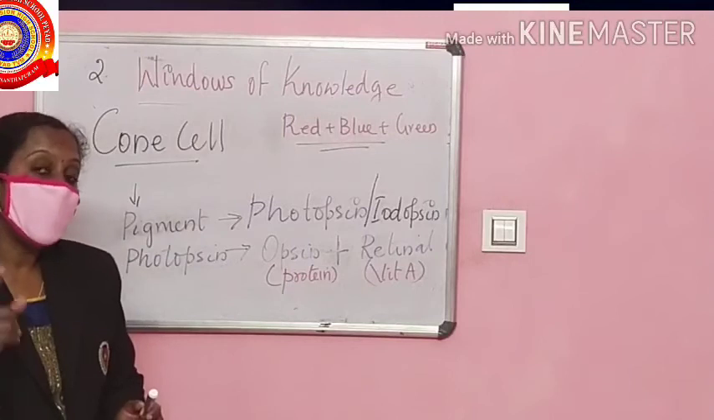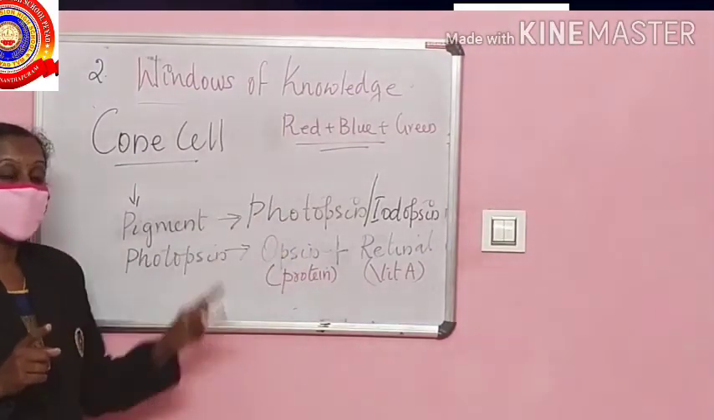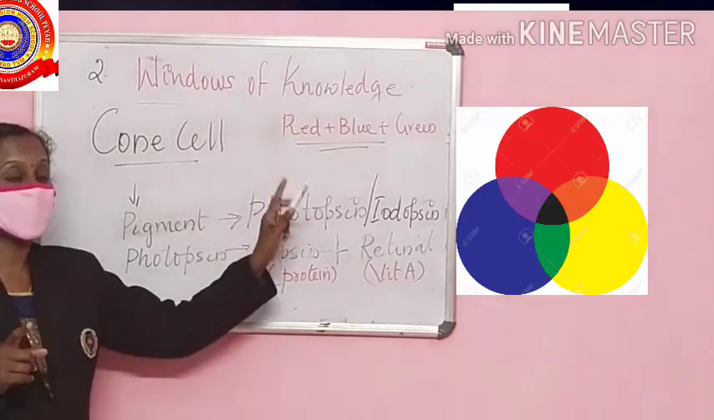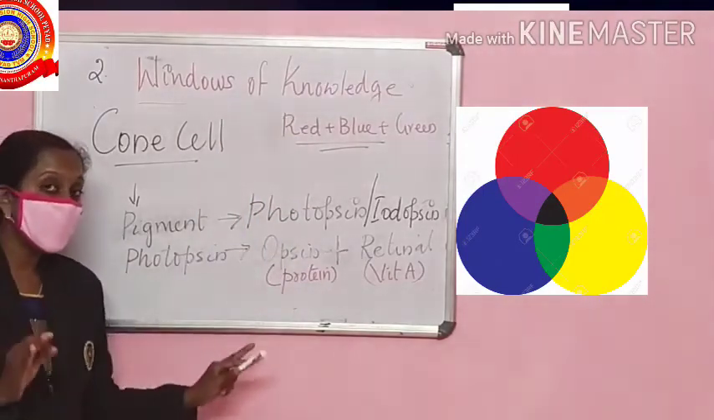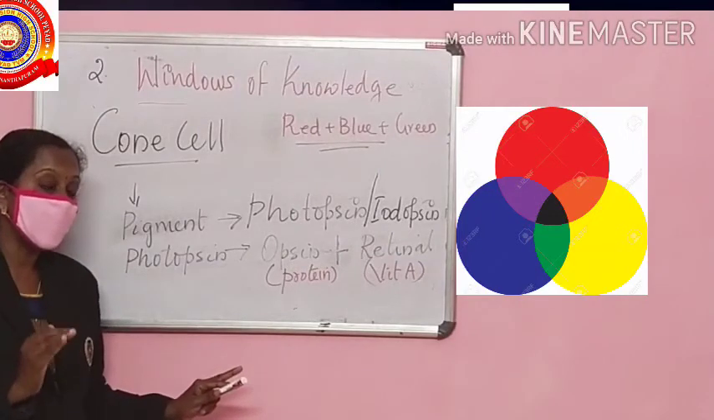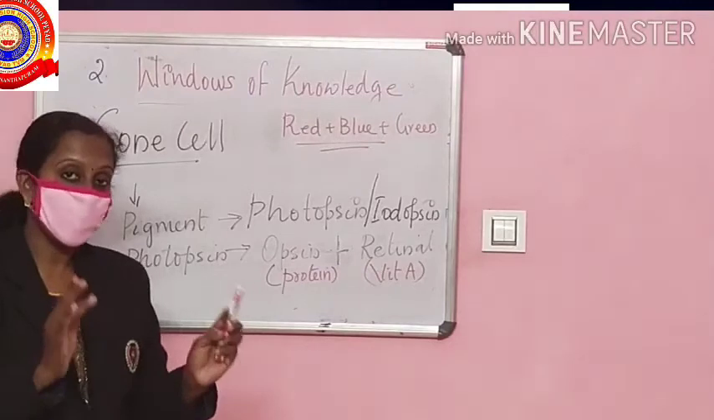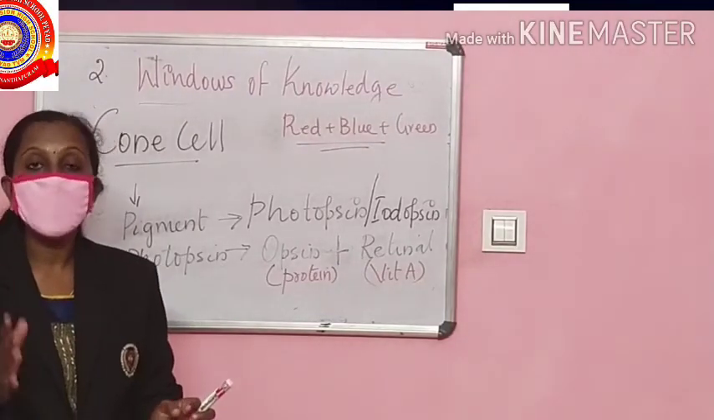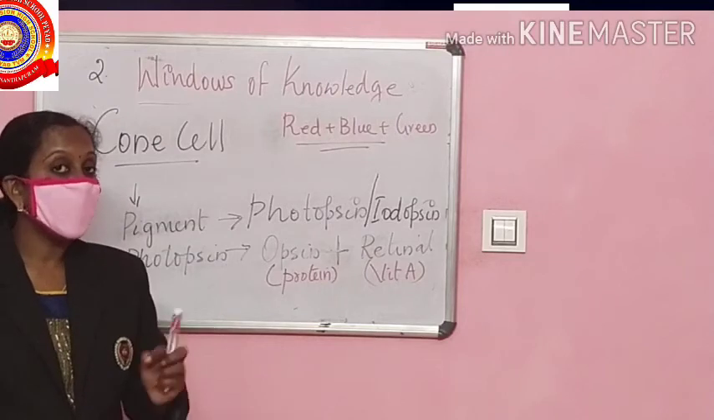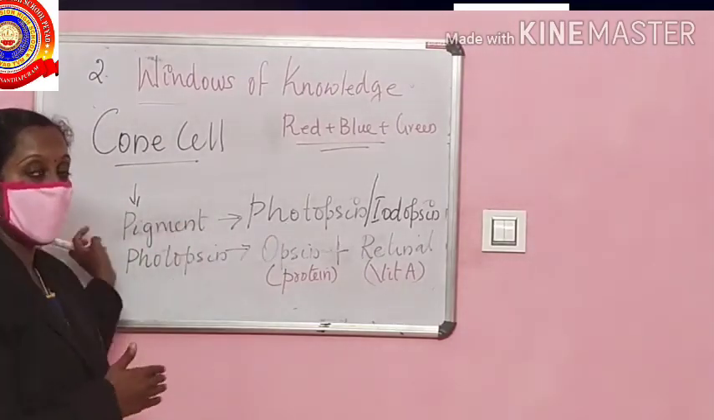In the cone cells, there are three types of cone cells in our eyes, which help to detect the three primary colors of light such as red, blue and green. These differences in the primary colors are due to the difference in the amino acids in the opsin molecules. So, the cone cell provides us with color vision.